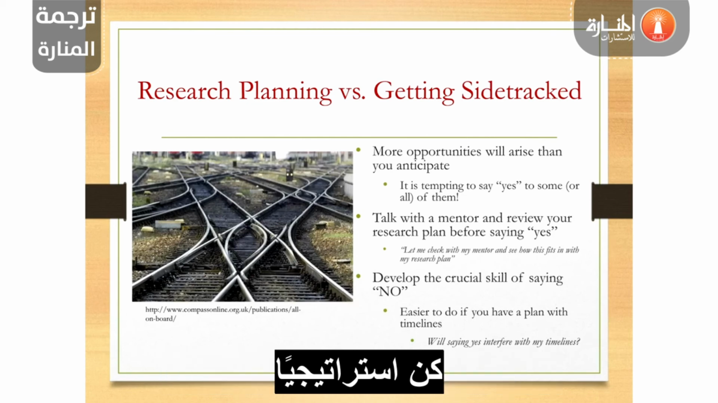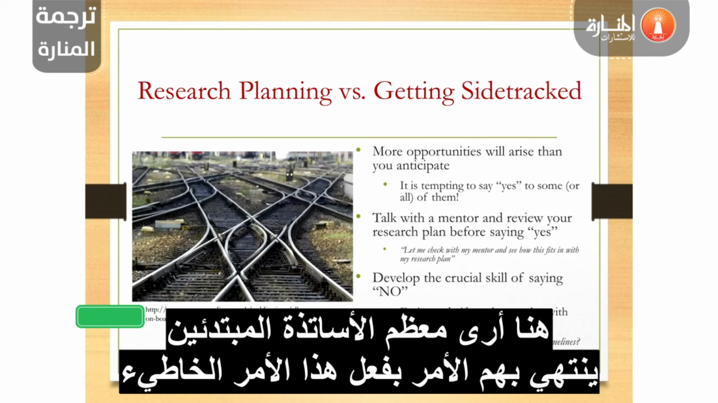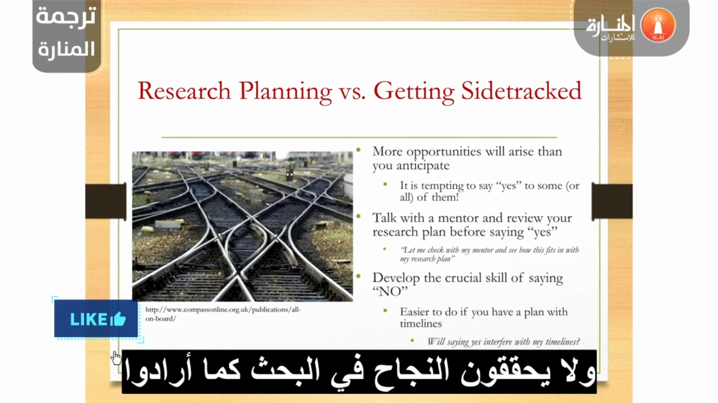So just being strategic, and this is where I see most beginning professors end up taking the wrong fork in the road, taking that right instead of that left, and ending up not being the successful researcher that they really wanted to be.